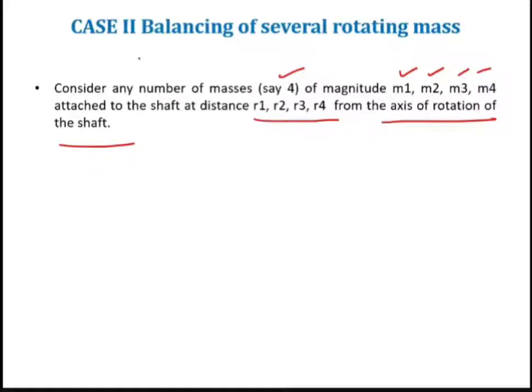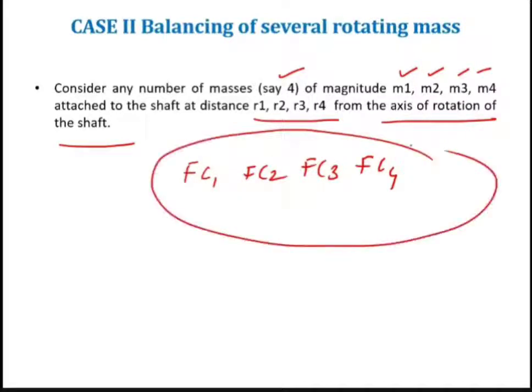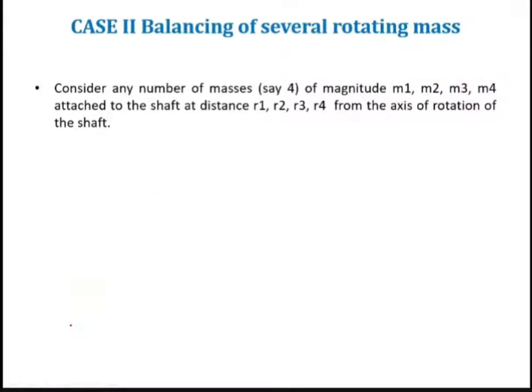So these masses M1, M2, M3 and M4 will generate unbalanced or centrifugal forces called Fc1, Fc2, Fc3 and Fc4. Now your task is to balance this system. That means you have to attach a balancing mass to it, so that this unbalanced system will get balanced. So what is the procedure? The procedure for case number two we will understand in this lecture.